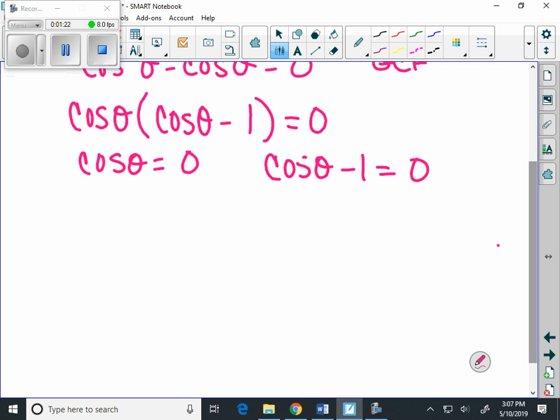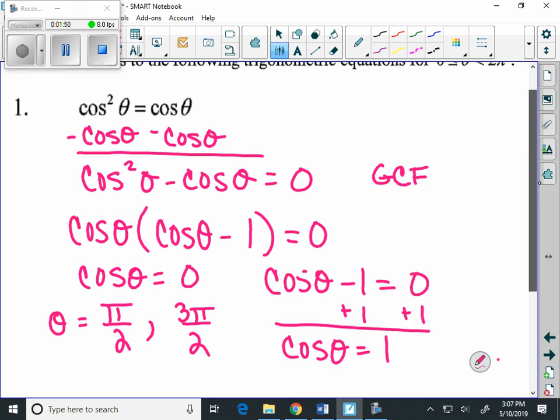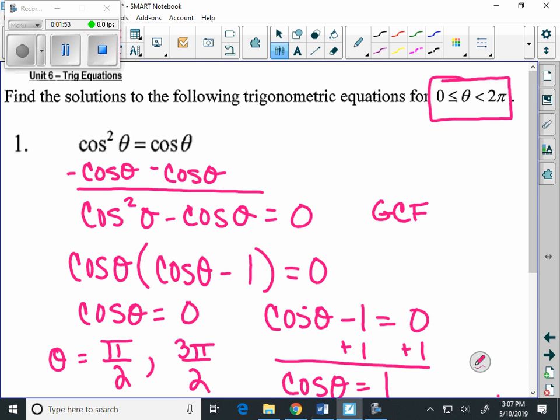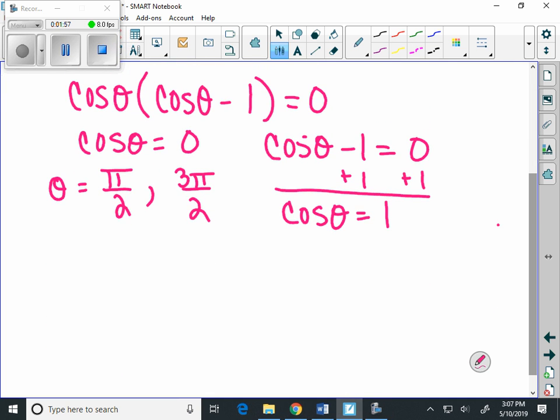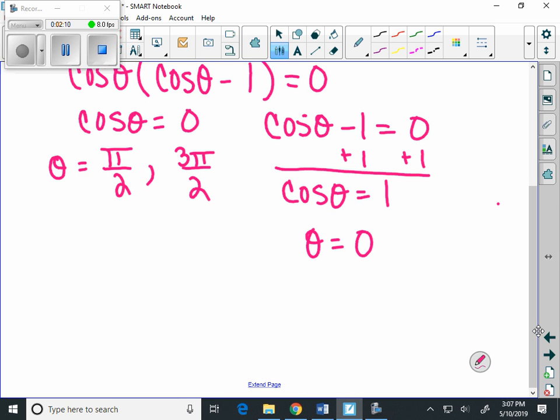Well, where does cosine of theta equal 0? It equals 0 at pi over 2 and at 3 pi over 2. For the other factor, a little bit more work. We add 1 to both sides and get cosine of theta equals 1. Where does cosine of theta equal 1? Based on our restriction here, 0 less than or equal to theta less than 2 pi, it's just going to be at 0. It's true, cosine of 2 pi does equal 1, but it's not part of our restriction on theta. So the solutions are pi over 2, 3 pi over 2, and 0.